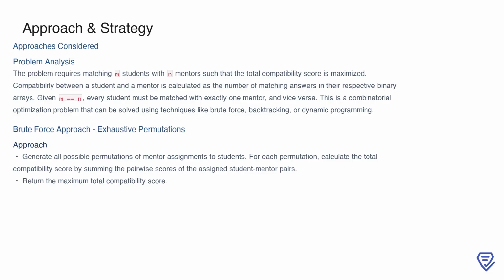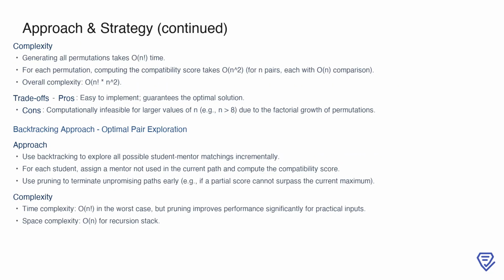Here, we generate all possible permutations of mentor assignments to students. For each permutation, we calculate the total compatibility score by summing the scores for each assigned pair. Finally, we return the maximum score from all permutations. While this guarantees the optimal solution, it can become computationally intensive as the number of students and mentors increases. Now, let's analyze the complexity of the brute force approach. Generating all permutations of mentor assignments involves factorial time complexity, O(n!), because there are n.